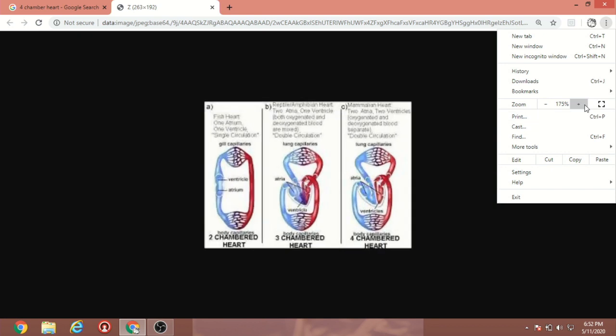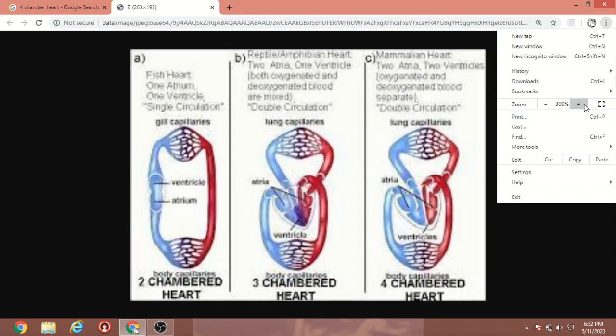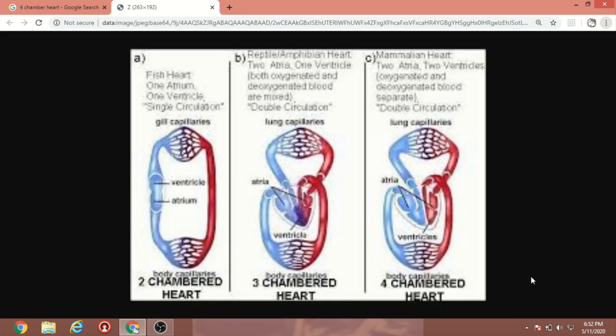Let's see. Yeesh. You can zoom in, but that's super blurry, huh? But I think you get the point here.